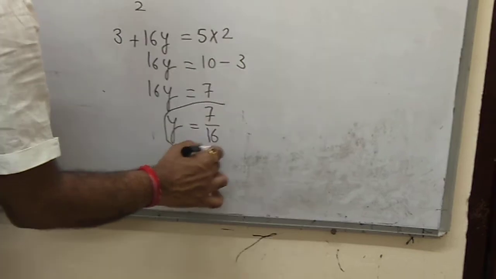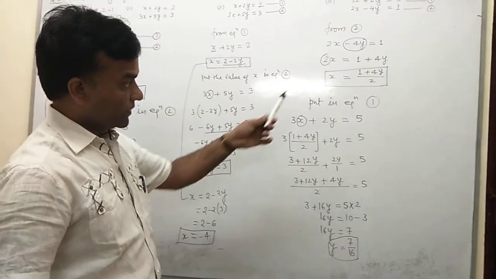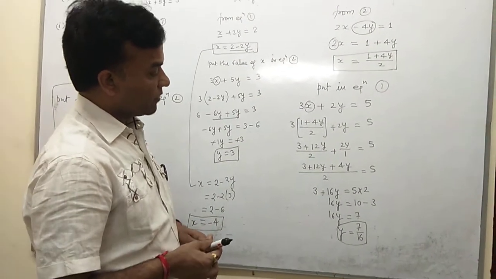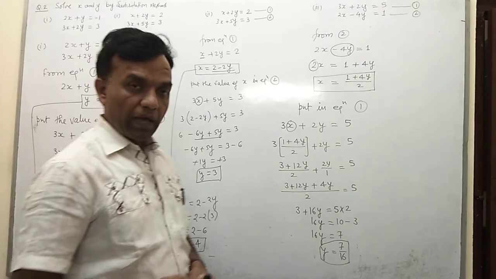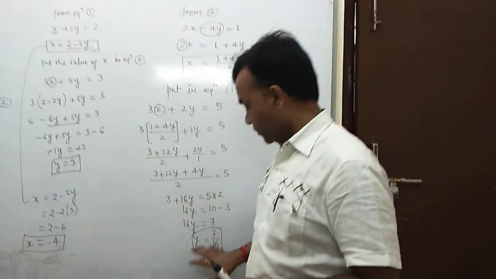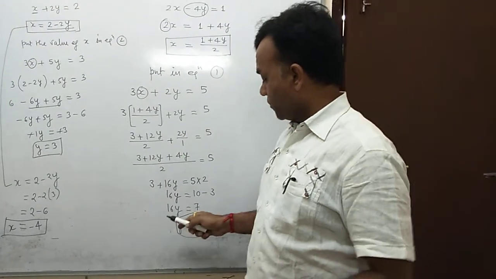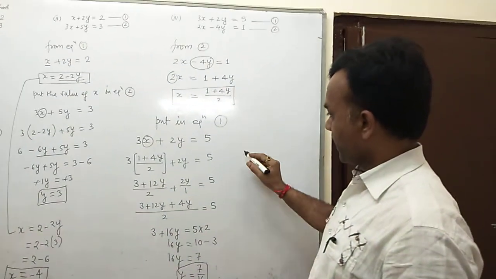Our answer for the variable y is in the form of a fraction, because we have different coefficients in the equations, so the answer may be a fraction. Keep the fraction as it is, do not convert it into decimal. Now put this value of y into the expression for x.